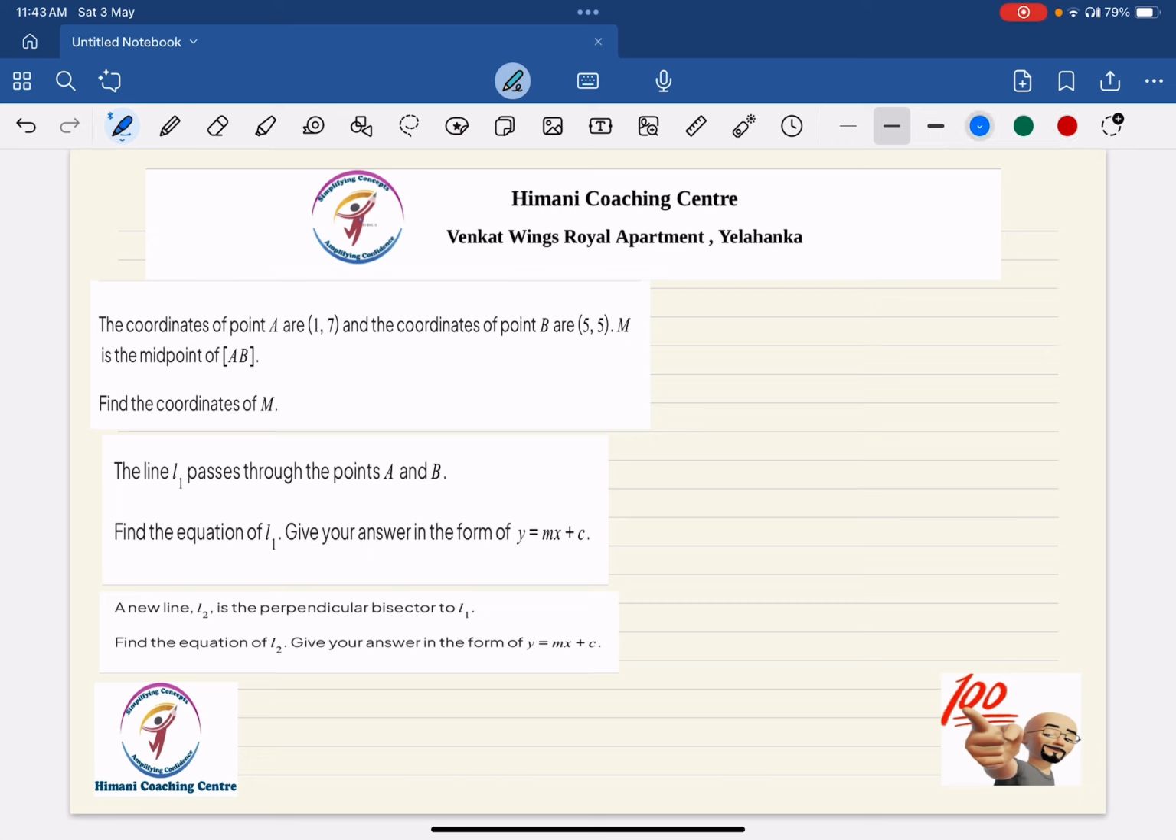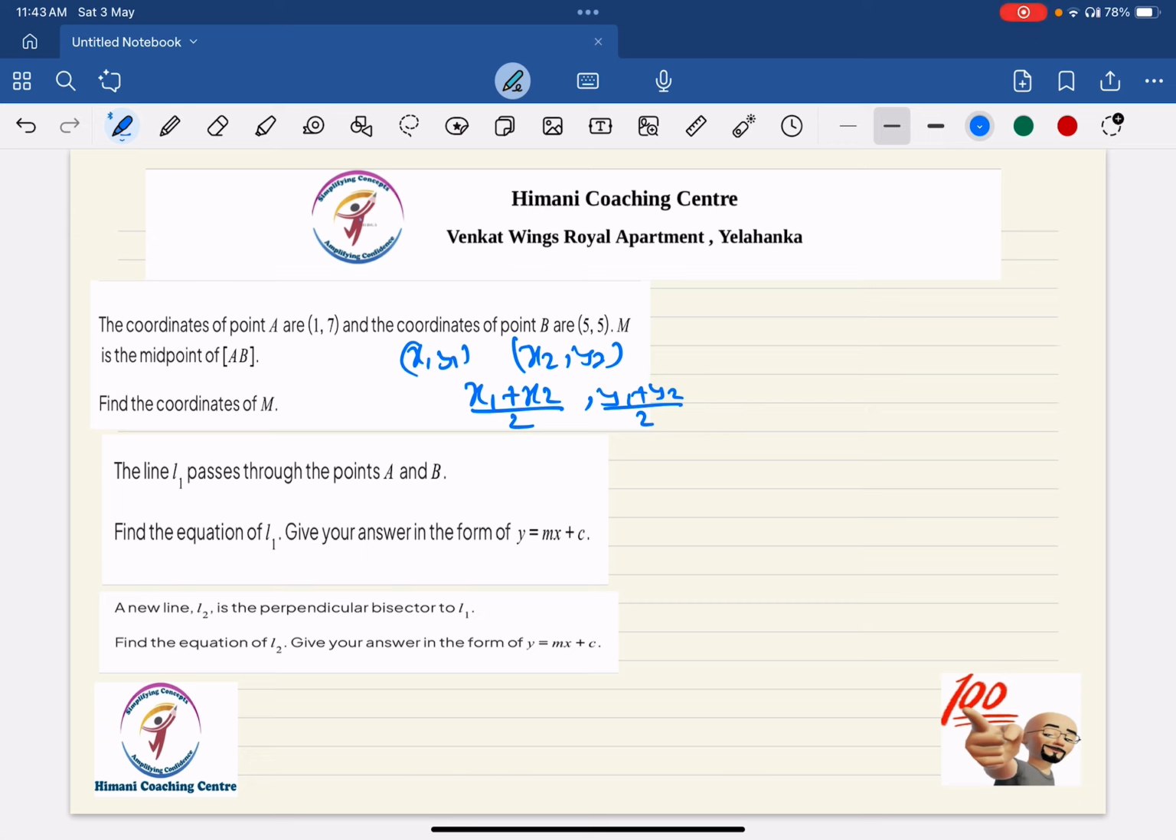Here we are given the coordinates of point A are 1, 7, coordinates of point B are 5, 5. M is the midpoint of AB. Find coordinates of M. So if we are given 2 points, x1, y1 and x2, y2, then the coordinates of the midpoint are x1 plus x2 by 2 and y1 plus y2 by 2.